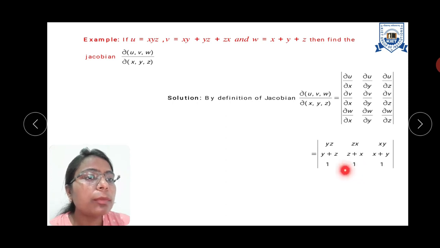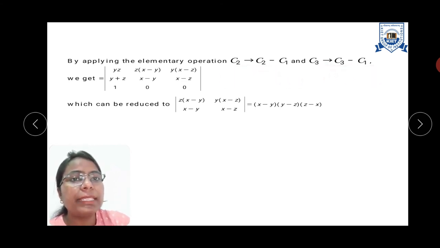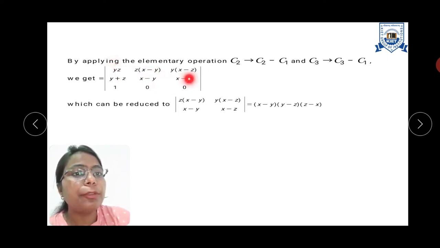We want to make this entry 0. These two entries will be 0. So we will apply the operations C2 tends to C2 minus C1 and C3 tends to C3 minus C1. By applying these elementary operations, we will get the matrix: yz, z into x minus y, y into x minus z, and the second row contains y plus z, x minus y, x minus z, and 1, 0, 0, which can be reduced by this matrix.